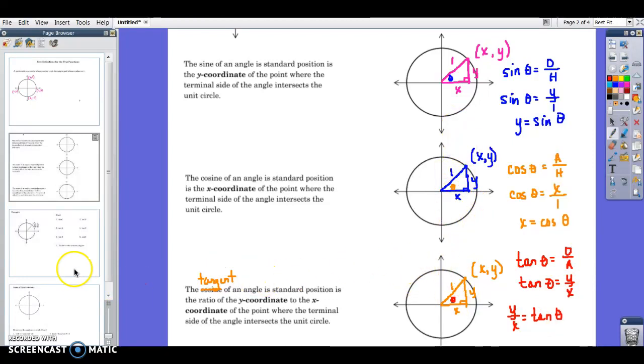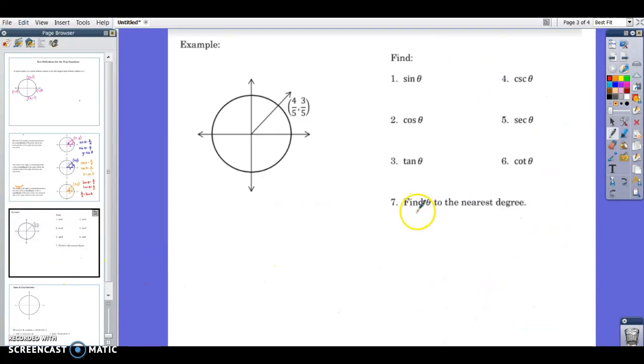So let me show you how we're going to do that. In this example, I have this point. The coordinates of this point are 4/5, 3/5. Remember, we've got an x-coordinate and a y-coordinate. Theta, which is not drawn in the picture but should be in there, so you can draw that in on your picture. Theta is that angle there.